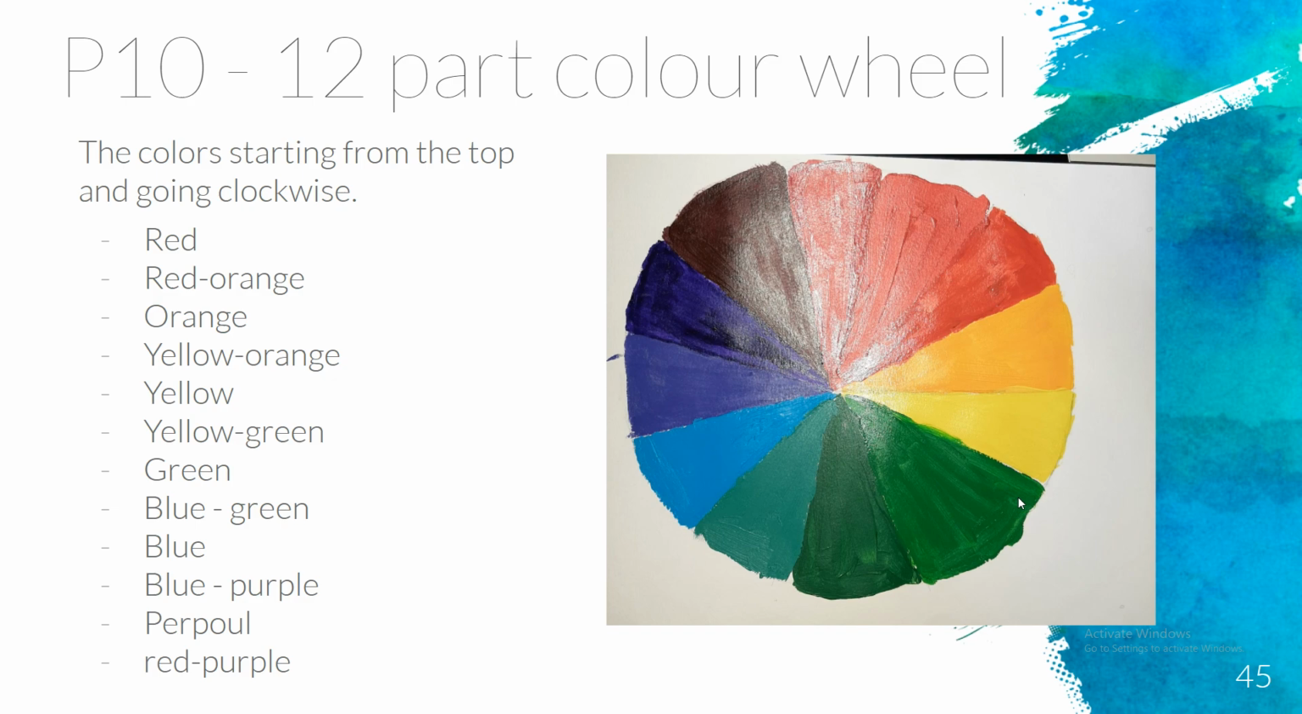Here's my 12-part colour wheel. I used acrylic paint, and starting from the top and going clockwise, we have red, orange, yellow, green, blue, purple, red, purple.